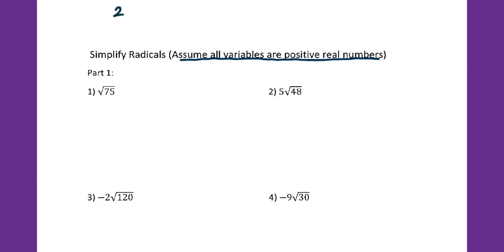2 squared equals 4. 3 squared equals 9. Then 5 squared equals 25. 7 squared equals 49. You need to remember these 4, 9, 25, and 49. These 4 numbers are normally used as factors to simplify radicals.